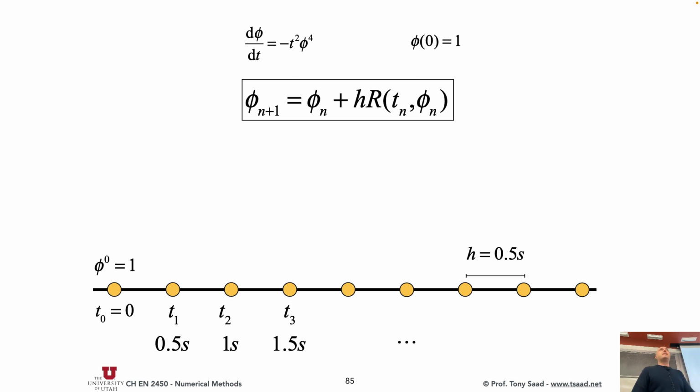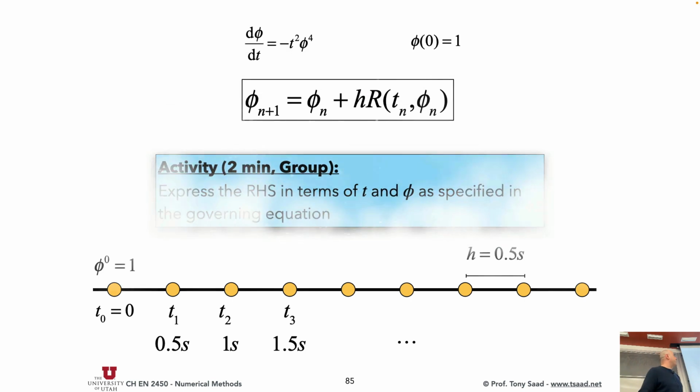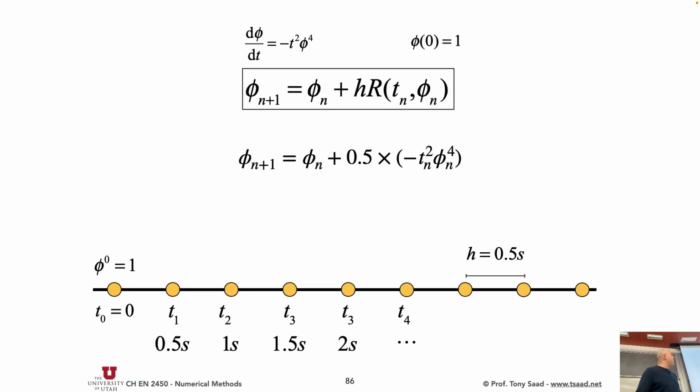All right, so Todd? Is it phi n plus 1 equals phi n plus h times negative tn squared times phi n to the fourth? That's correct. Yep. So the first thing you would do is substitute your right-hand side into the formula. So on the exam, or on the homework, or in real life, you get an ODE, you have the right-hand side, you want to use the forward Euler method. Just plug that right-hand side into the formula. If you're indexing in n starting from 0, then phi 1 is phi 0 plus 0.5 times negative t0 squared times phi 0 to the power 4, and so on.